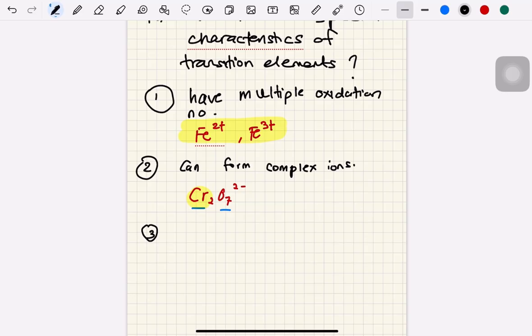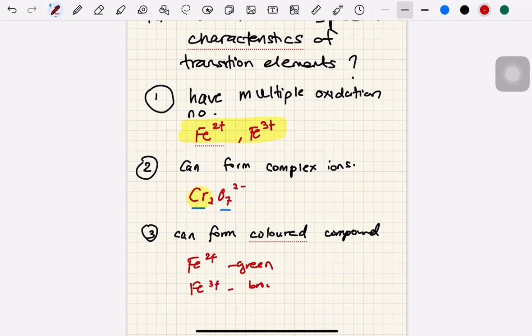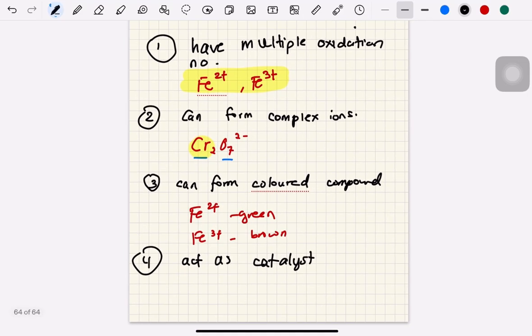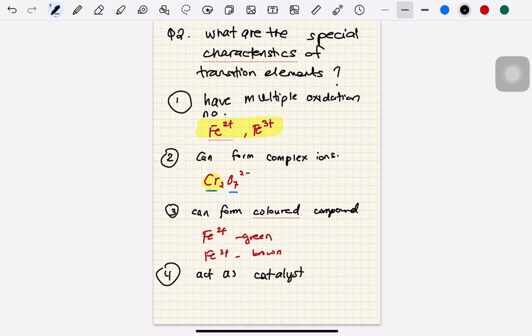And also they can form coloured compounds. Okay, can form coloured compounds ni macam you know that Fe2+ how it's green kan, Fe3+ how it's brown kan. So other elements in other groups cannot do this kan, diorang ada all the boring colour like greyish semua. Okay, so last one is they can act as catalyst. Catalyst. Alright. Okay, that's it untuk transitional elements.